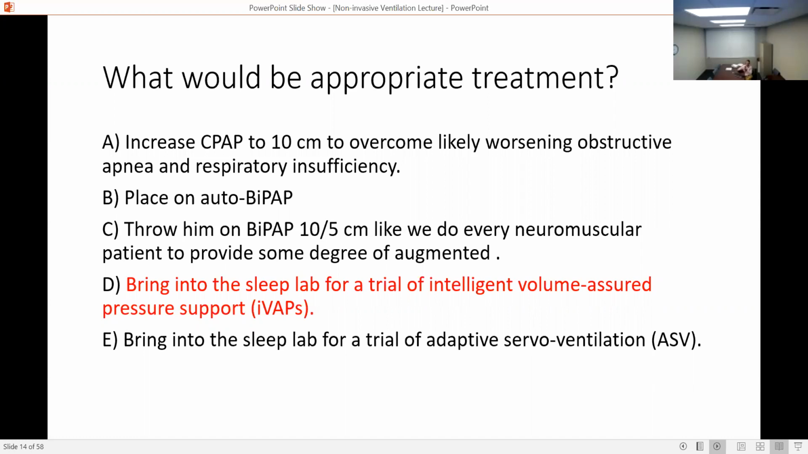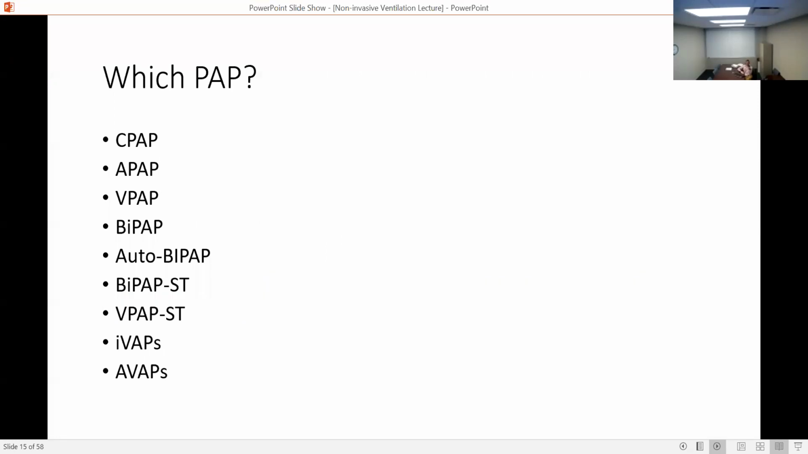Next slide. So again, these are different modes of non-invasive ventilation, which can certainly be confusing. That's why I give this lecture to our fellows. Next slide.